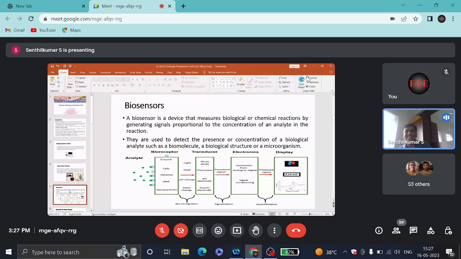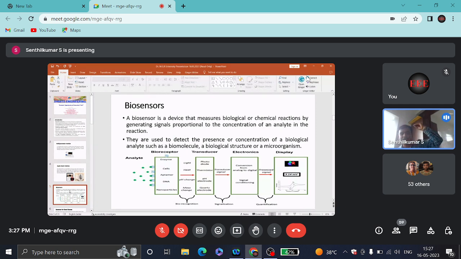A biosensor is a device that measures a biological or chemical reaction by generating signals proportional to the concentration of an analyte in the reaction. For example, analyte, bioreceptor, enzyme, cells, DNA, nanoparticle, like that. Then the transducer transduces the signal to the electronic devices. Finally, it will display. This is the biosensor concept.